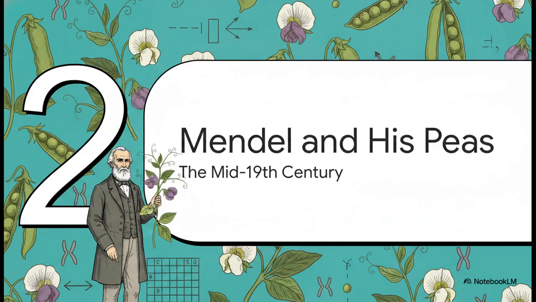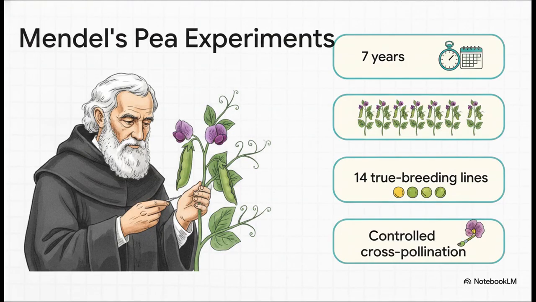Moving right along to section 2, Mendel and his peas. Gregor Mendel didn't just take a wild guess. He literally spent 7 years, from 1856 to 1863, conducting incredibly rigorous hybridization experiments. And he didn't just pick peas at random either. He chose them because they offered massive, highly reliable sample sizes and super stable traits. By utilizing 14 true-breeding pea lines, meaning these were plants that had undergone continuous self-pollination for several generations, he could easily master artificial, controlled cross-pollination.